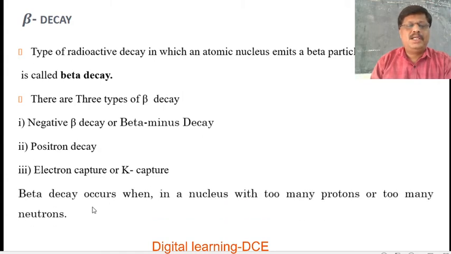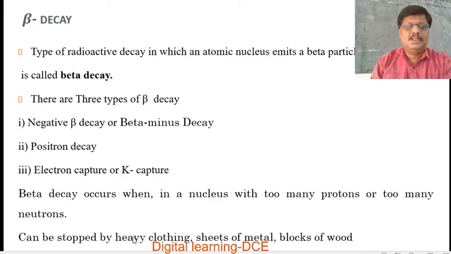So beta decay occurs when a nucleus has too many protons or too many neutrons. Beta particles can be stopped by heavy clothing, sheets of metal, blocks of wood.